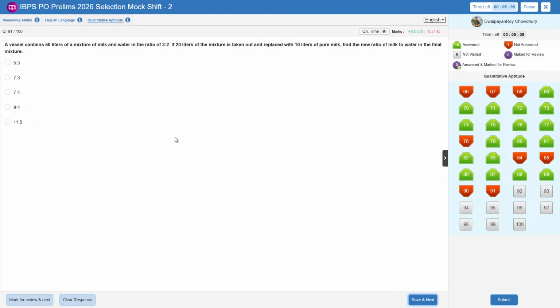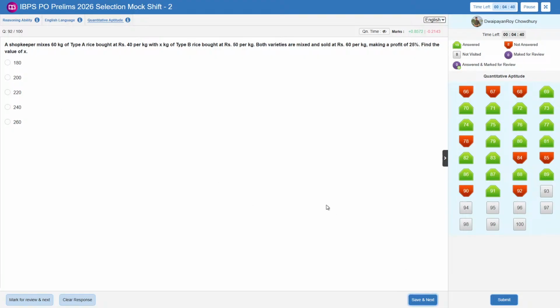A vessel contains 50-liter mixture of milk and water. So milk and water was 30, 20. 20-liter mixture is taken out. 20-liter taken out. So 12 and 8 were taken out. Currently remains 18, 12 and replaced with 10-liter pure milk. 28. Find the new ratio of milk to water. New ratio is going to be 7:3.